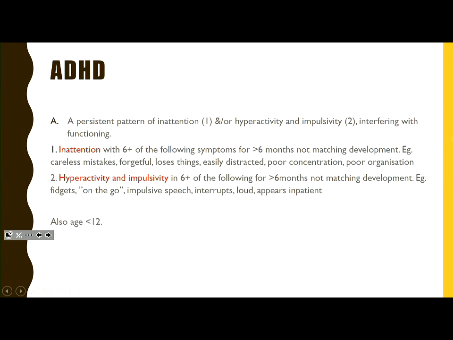So for inattention, it's basically they're careless, they're really distractible, they lose things, they forget things really quickly, they can't concentrate in class, they're really disorganised, and they basically can't keep track of things. And for the hyperactivity, again, it should be pretty obvious. It's a kid who's hyperactive in terms of physically.